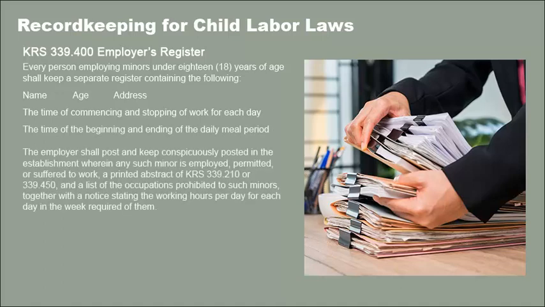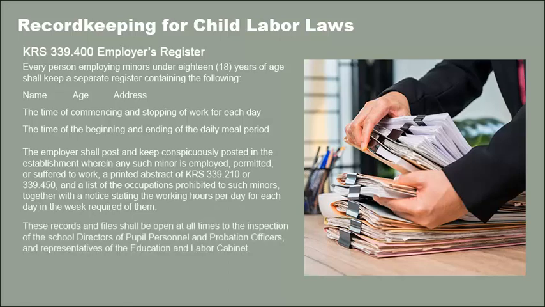The employer shall post and keep conspicuously posted in the establishment wherein any such minor is employed, permitted, or suffered to work a printed abstract of KRS 339.210 or 339.450, and a list of the occupations prohibited to such minors, together with a notice stating the working hours per day for each day in the week required of them. KRS 339.400 also states that these records and files shall be open at all times to the inspection of the school directors of pupil personnel and probation officers and representatives of the Education and Labor Cabinet.